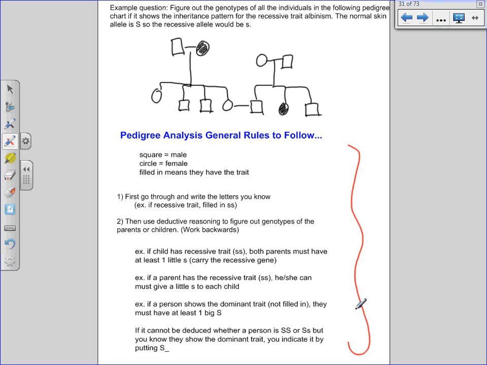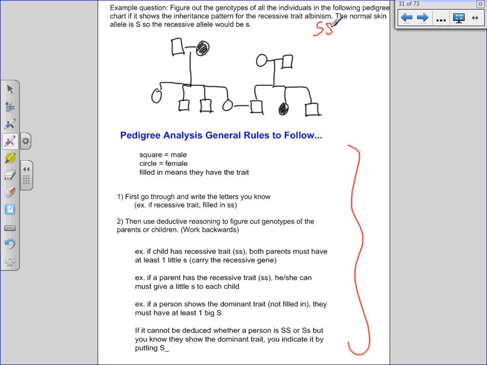Okay, basically the question is to figure out the genotypes of all the individuals in the following pedigree chart, which shows the inheritance pattern for a recessive trait, albinism. The normal skin allele is big S, so the recessive allele will be little s. And it's an autosomal recessive disorder. Okay, so if they show it, which means they're filled in, then they would be homozygous recessive, which means they'd have to have little s, little s.